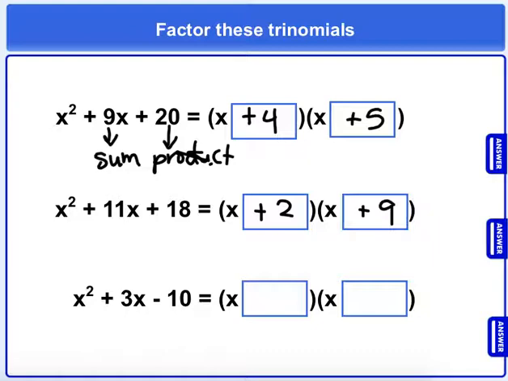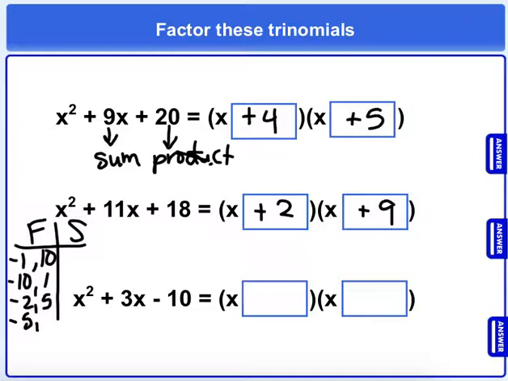Okay, and then x squared plus 3x minus 10. Now, this one's a little bit more difficult. So I want to show you this factor sum table that we can use. And so I'm going to write out all the factors of negative 10 and say, okay, we have a negative 1 and 10. We have a negative 10 and 1. We have a negative 2 and 5, a negative 5 and 2.